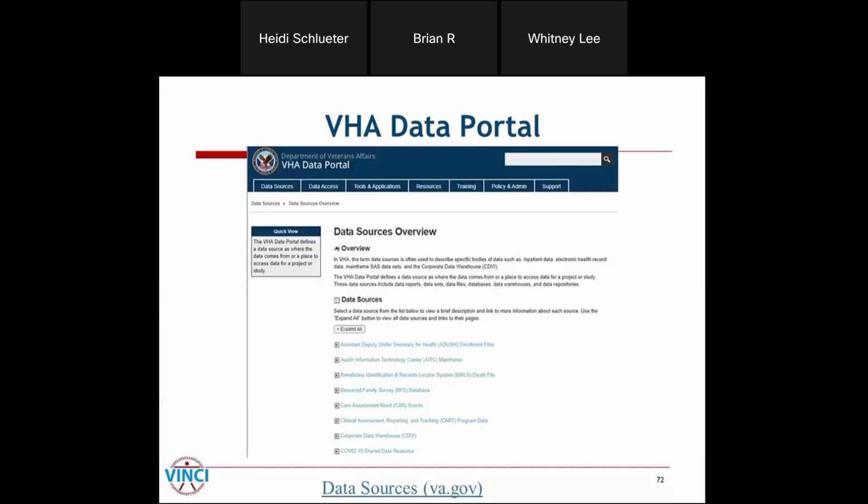And then there's the link here to the VHA data portal itself. So this is a fantastic resource for various data that can be found. Some of these I included in my presentation, and there are of course others. And so you can link here to really dive into the various data that's available in the VHA.